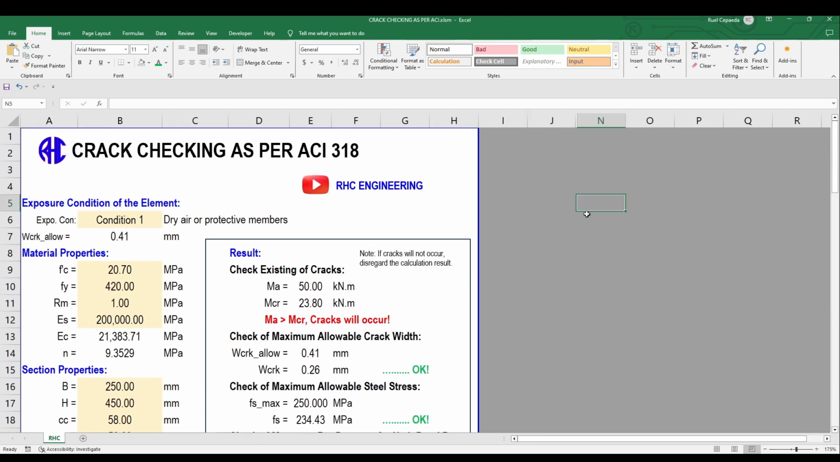Okay, so we have here the exposure condition of the element as per the ACI. We have 5 conditions. Condition 1 is the dry air protective members, with its corresponding allowable crack width. Every time we change the condition, it automatically changes the selected condition and its allowable crack width.